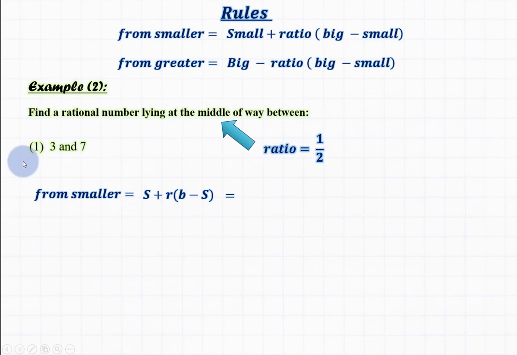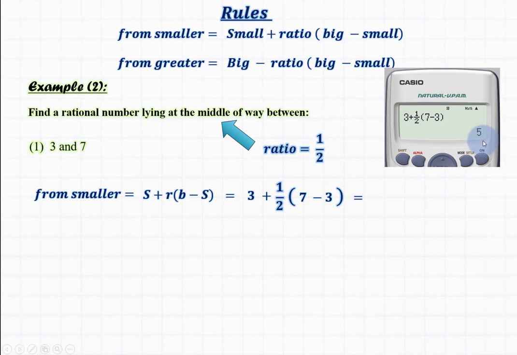will equal. Of course, the smaller number equals 3 plus the ratio, which equals 1 over 2, and inside bracket we make big minus small, which equals 7 minus 3. And by using a calculator, the result will equal 5.